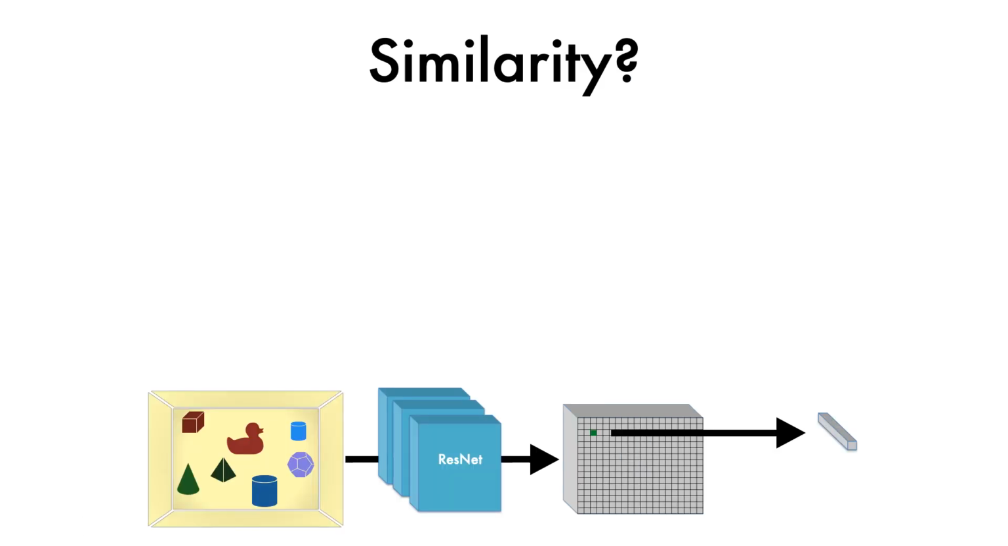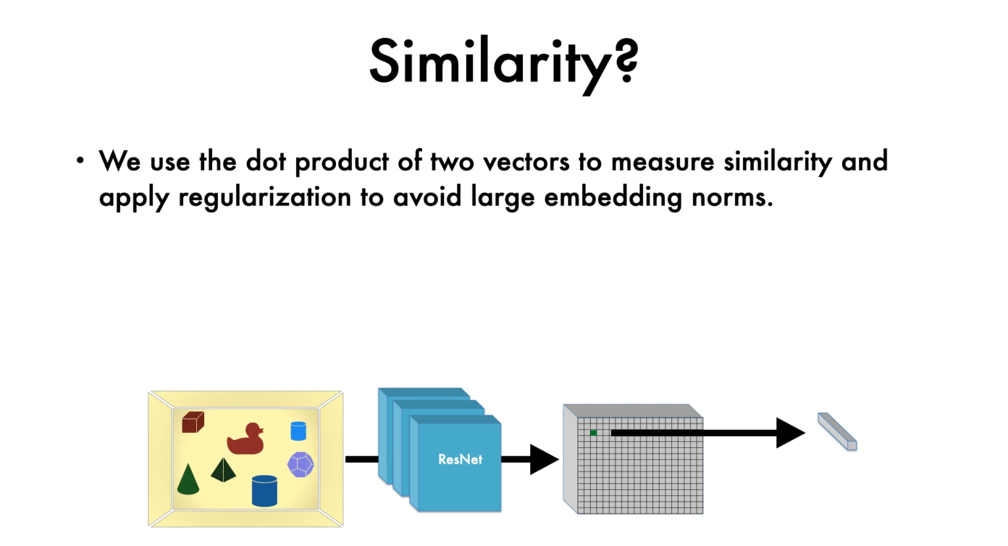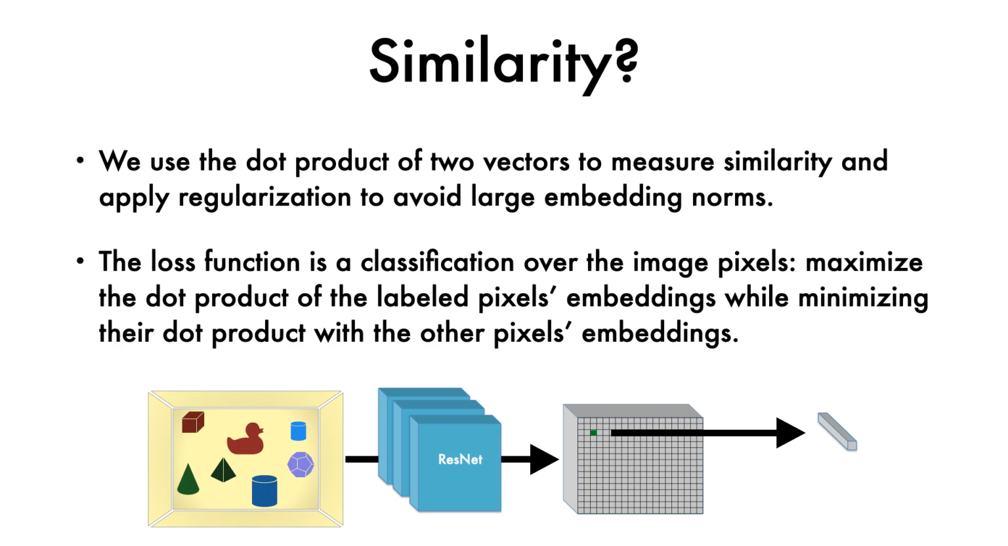Our contrastive learning method requires a definition of similarity between embeddings. We use the dot product as our similarity and apply regularization to avoid large embedding norms. This loss function is akin to a classification over pixels, where the dot product is the logit of the classification.